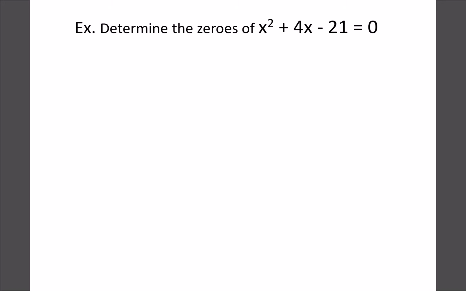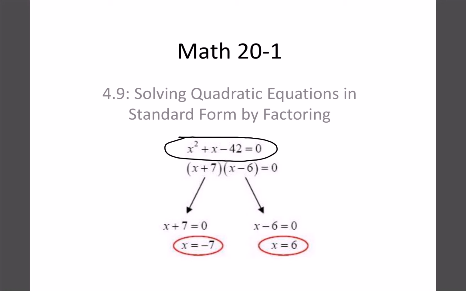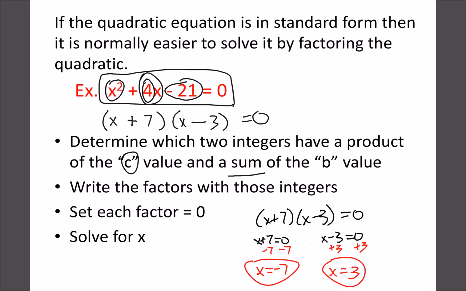So let's try a couple more. Once again, we're going to guess and check and think of this whole sum and product idea. Oh, this is the same equation, so let's skip this one. Let's go back to my title page one. So we have x squared plus x minus 42.